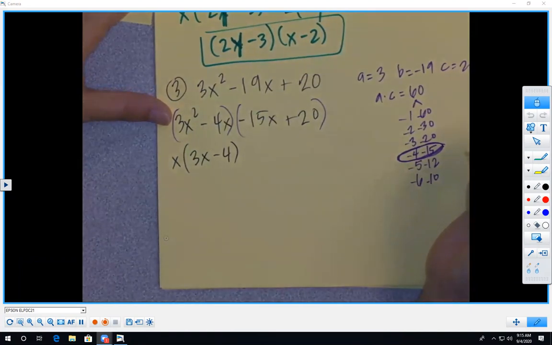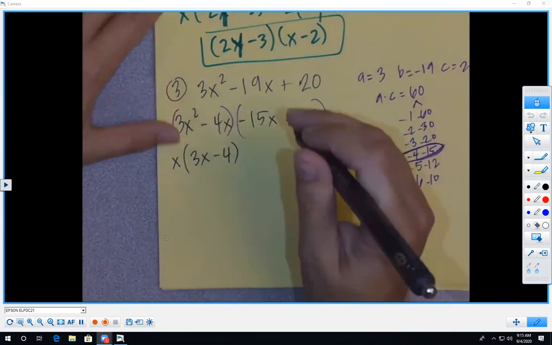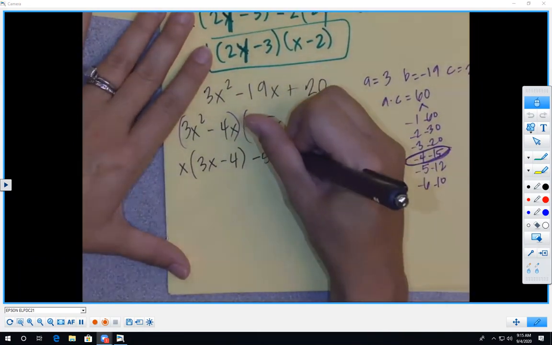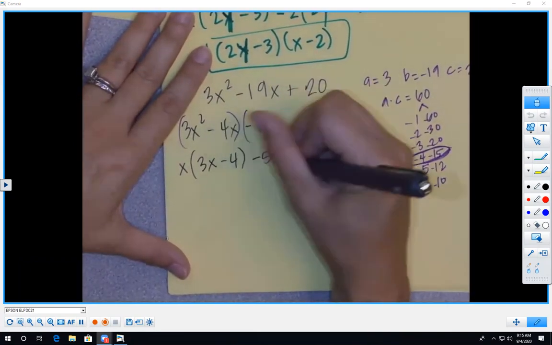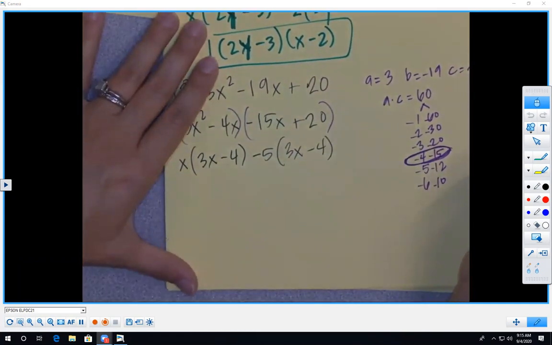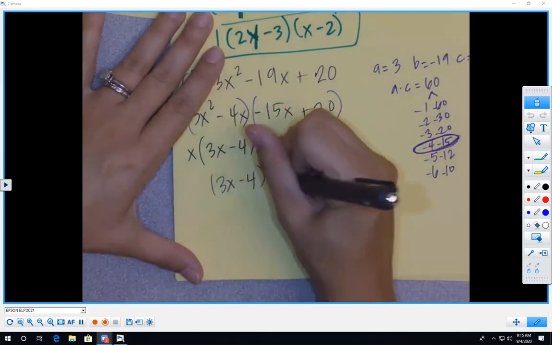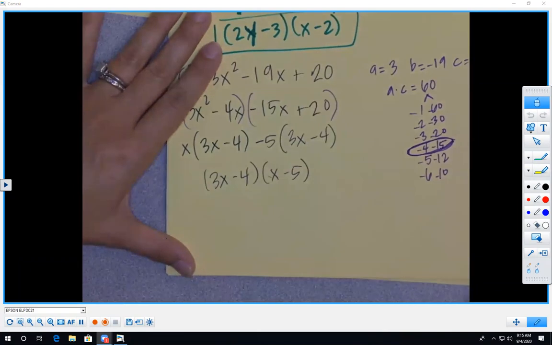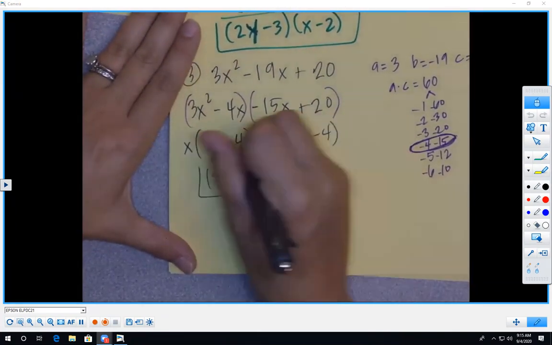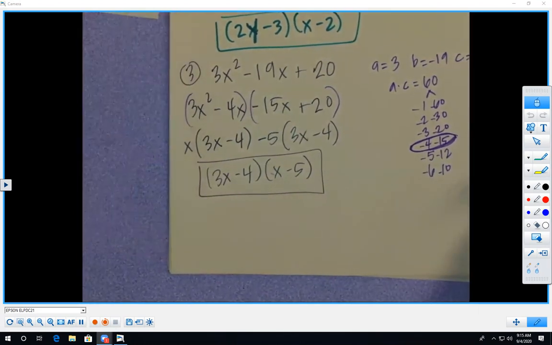Negative 15x plus 20, they have a 5 in common, and it has to be a negative 5 because the first one's negative. So when I take out a negative 5, left over is 3x, and 20 divided by negative 5 is negative 4. And so then they have 3x minus 4 in common, and left over is x minus 5. And that's your answer. Questions about that?